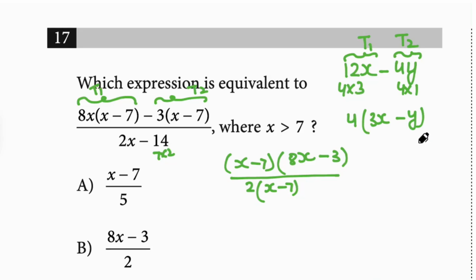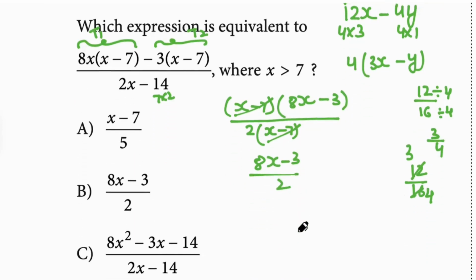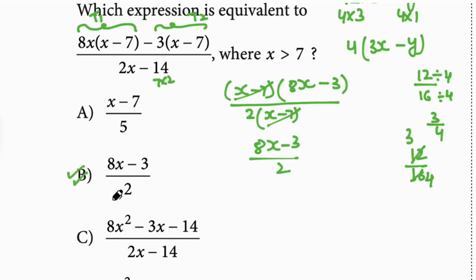Now, for example, I have 12 over 16. Because 4 is the common factor in both of these, we divide by it: 4 3s are 12, 4 4s are 16. Similarly, x minus 7 is a common factor in both the numerator and the denominator, so we can cancel it. I can say it in two ways: dividing by 4 on both sides, or just cancelling. Two ways to do that. Similarly, x minus 7 is common, so that is cancelled. So we are left with (8x minus 3) over 2. So B is the right option.